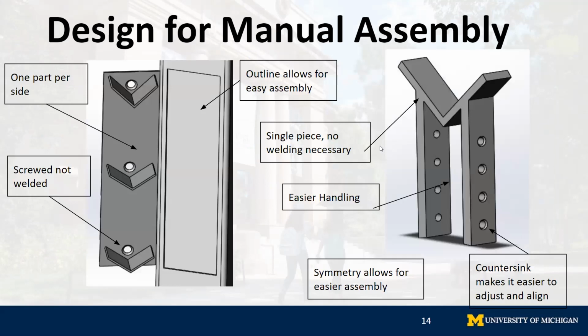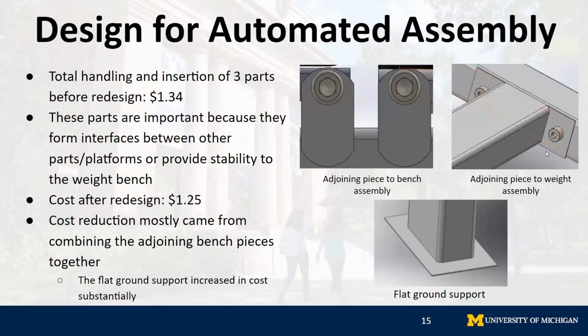You can see the changes that were made. The height adjustment bar holders became one part, and they were screwed, not welded, and an outline was put into the tall leg in order to facilitate assembly. The regular bar holder became a single piece with no welding necessary. It became easier to handle. The symmetry allows for easier assembly, and the countersinks make it easier to adjust using a screw bolt.